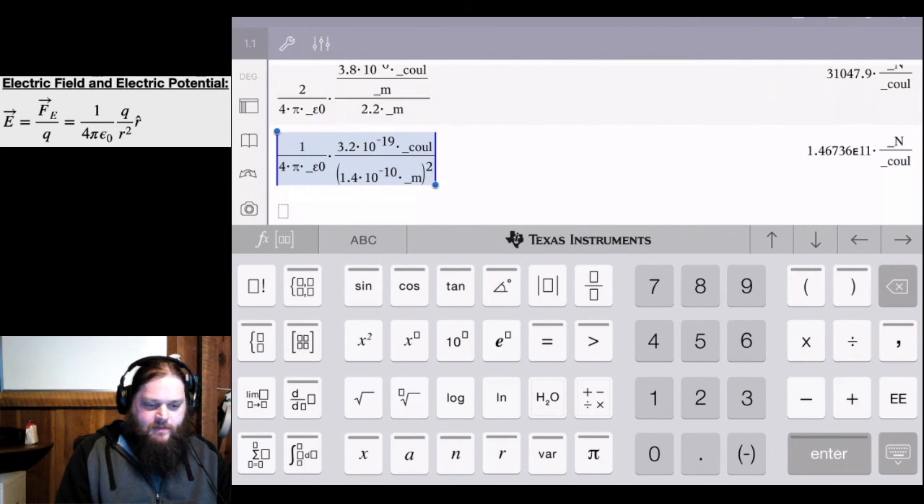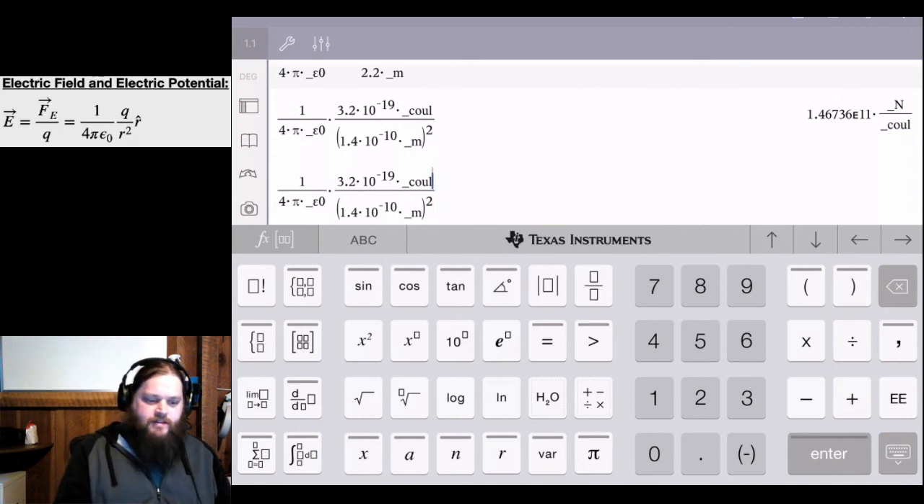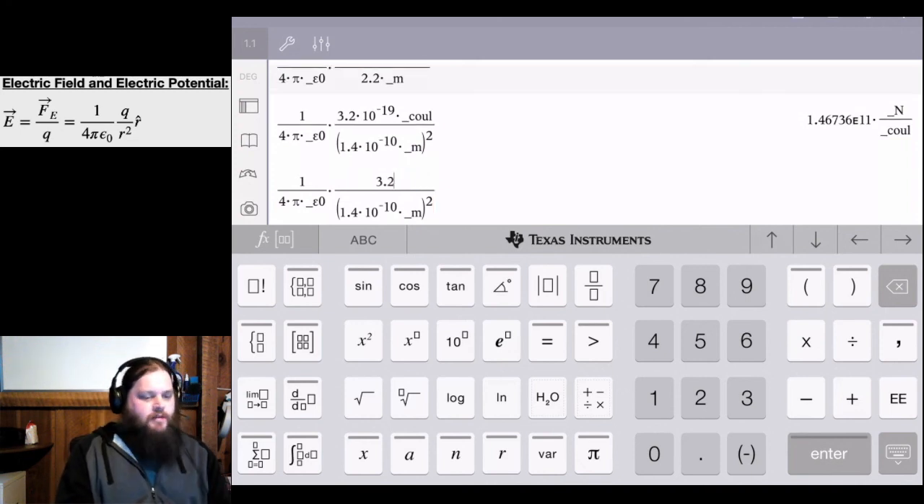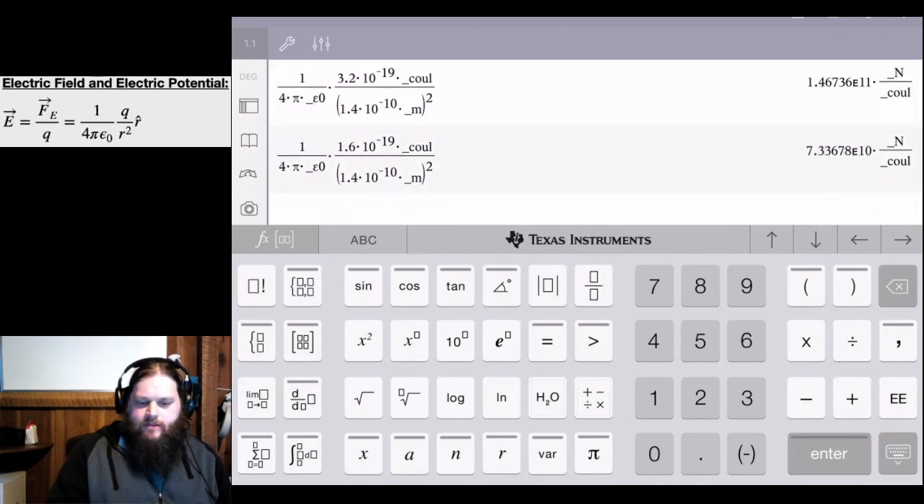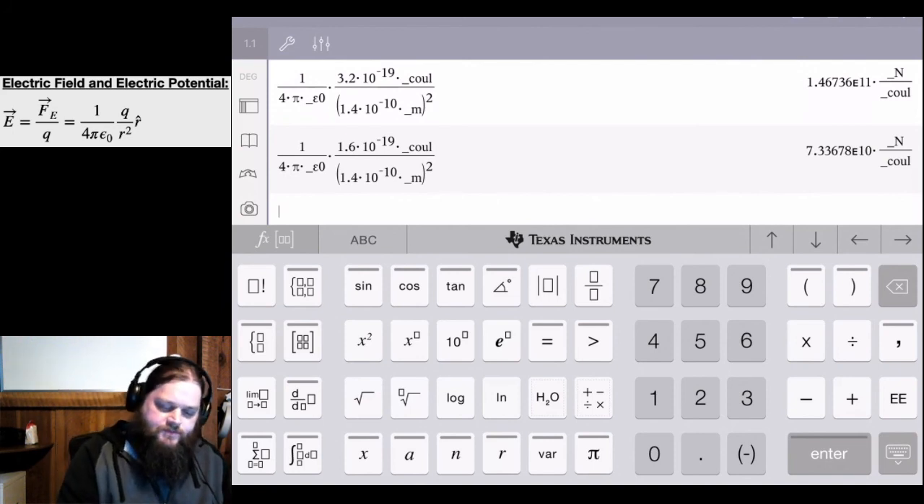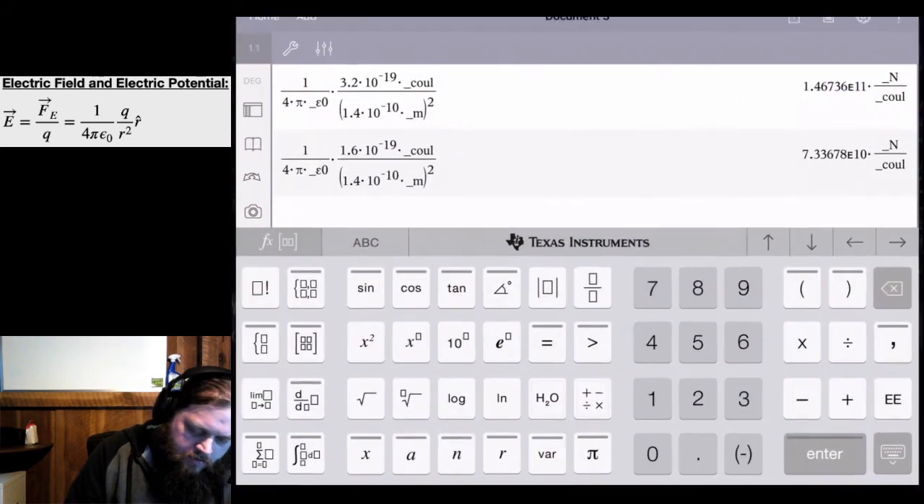And we can use that same expression we used before, since we can copy and paste. Most calculators, you can go up, select it, and then just change part of it. I'm just going to change this top part up here. And I can actually put in then 1.6 times 10 to the negative 19 coulomb. And it gives me 7.337 times 10 to the 10th newton per coulomb. So that's 7.337 times 10 to the 10th newton per coulomb. Did I write that right? Yep.